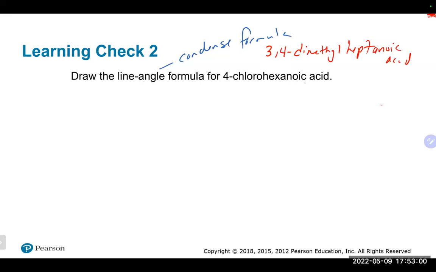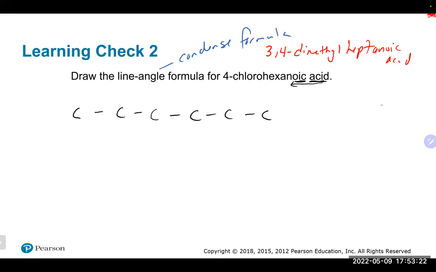So once again, always with the name, we're going to go backwards here. The oic acid part does tell us it's a carboxylic acid. The hexane part tells us it's 6 carbons. So that's a good place just to start with, is to do your 6 carbons here: 3, 4, 5, and 6.